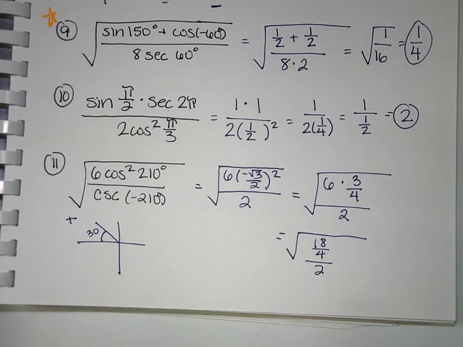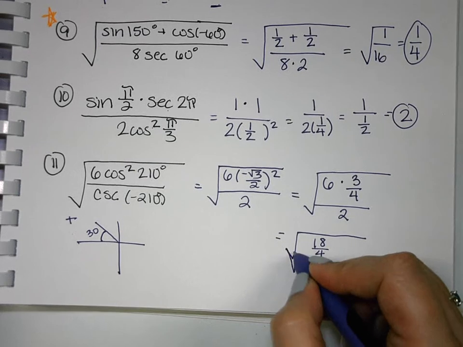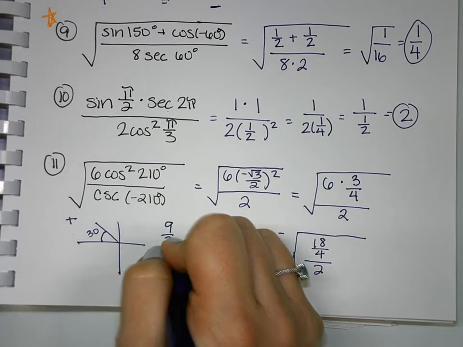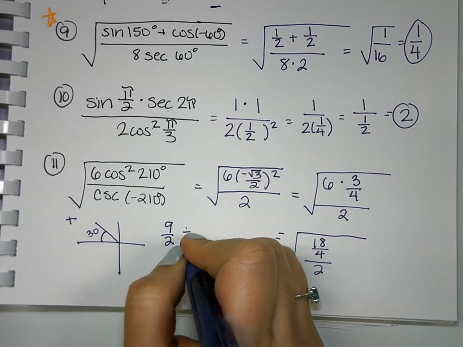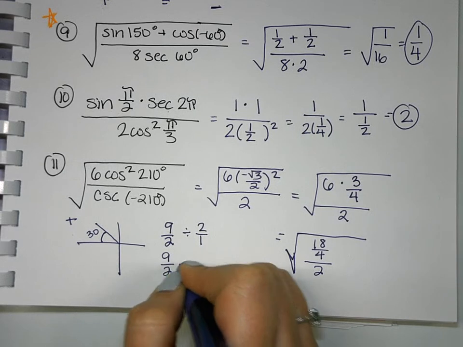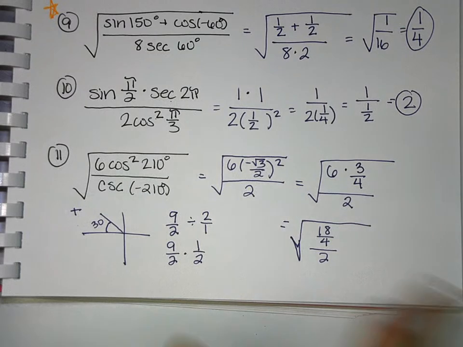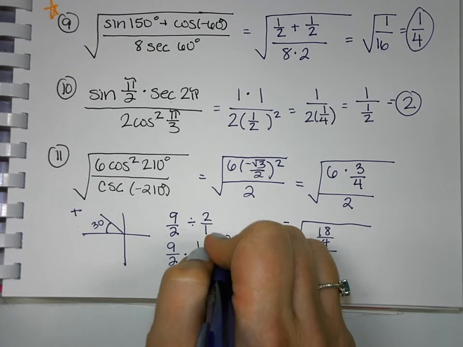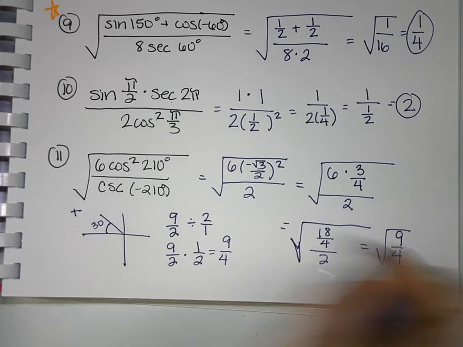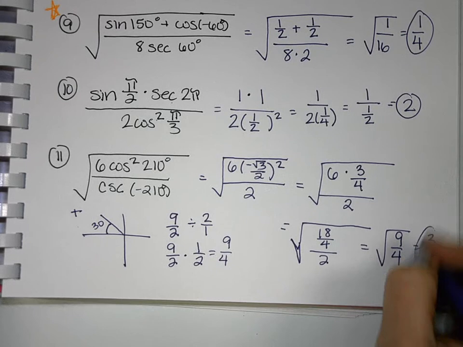All of this is in the radical. 18 over 4 is 9 over 2. 9 over 2 divided by 2 over 1 is the same as 9 over 2 times the reciprocal, 1/2. So inside the square root we have 9 over 4, and when we square root that, we get 3 over 2, which is our simplified answer.